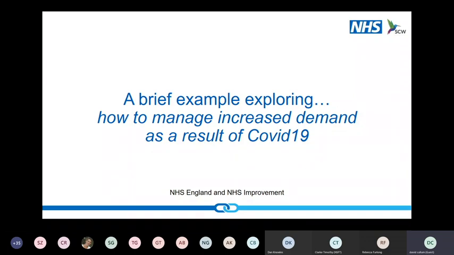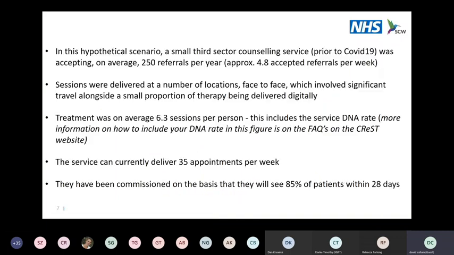So a brief example exploring how to manage increased demand as a result of COVID-19. And this is one that we've cooked up to help guide people through how the thing works. So it's a hypothetical scenario, and we've got a small third sector counselling service, which prior to COVID was accepting 250 referrals per year, approximately 4.8 accepted referrals per week. So that's the demand, 250 a year, and they're coming in somewhere around 4 or 5 a week.